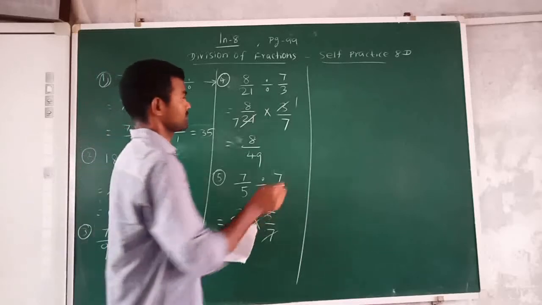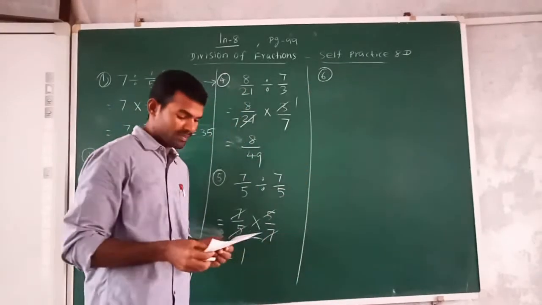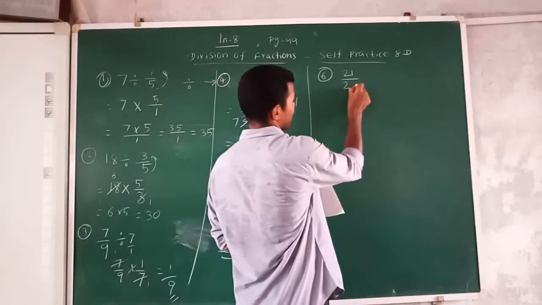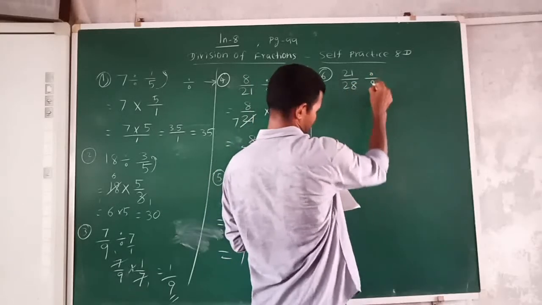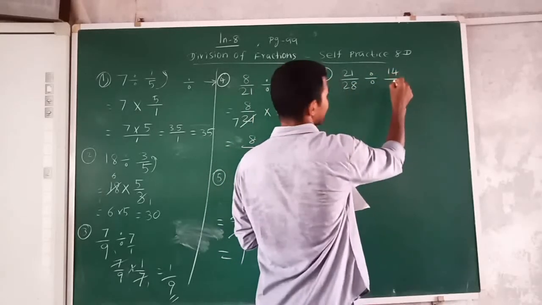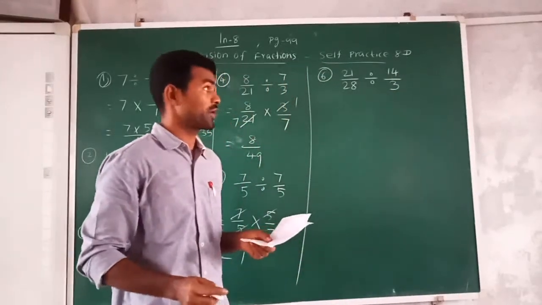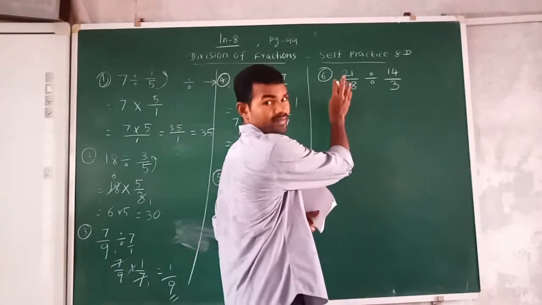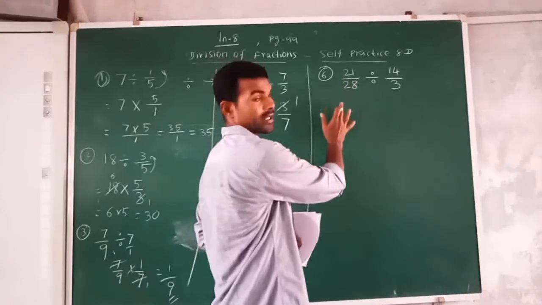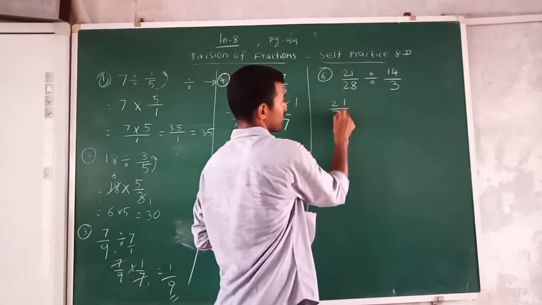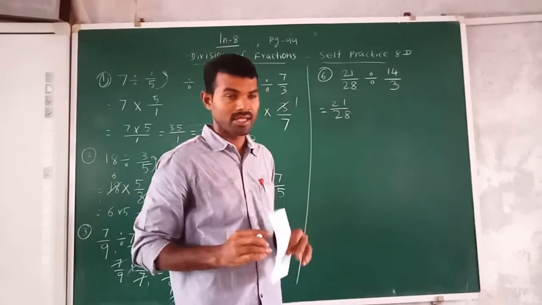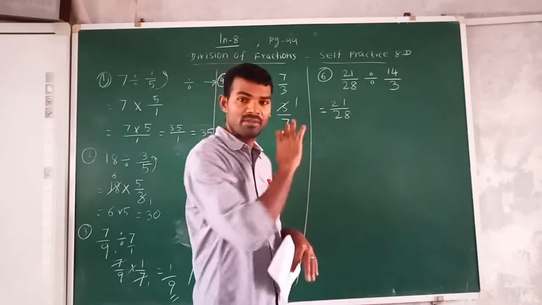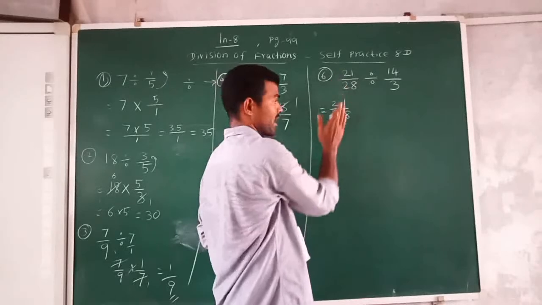question number 6. 21 by 28 divided by 14 by 3. Look at this. First, write the first number only, 21 by 28, as it is. You should not disturb the first number. Don't change the first number here and there. Just keep the first number as it is.